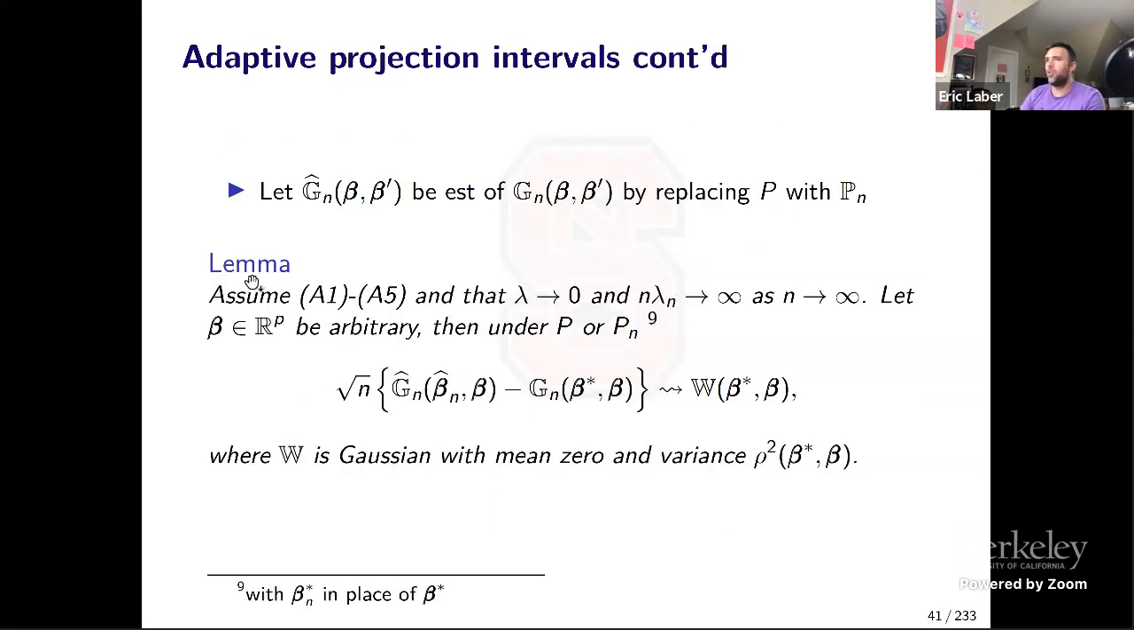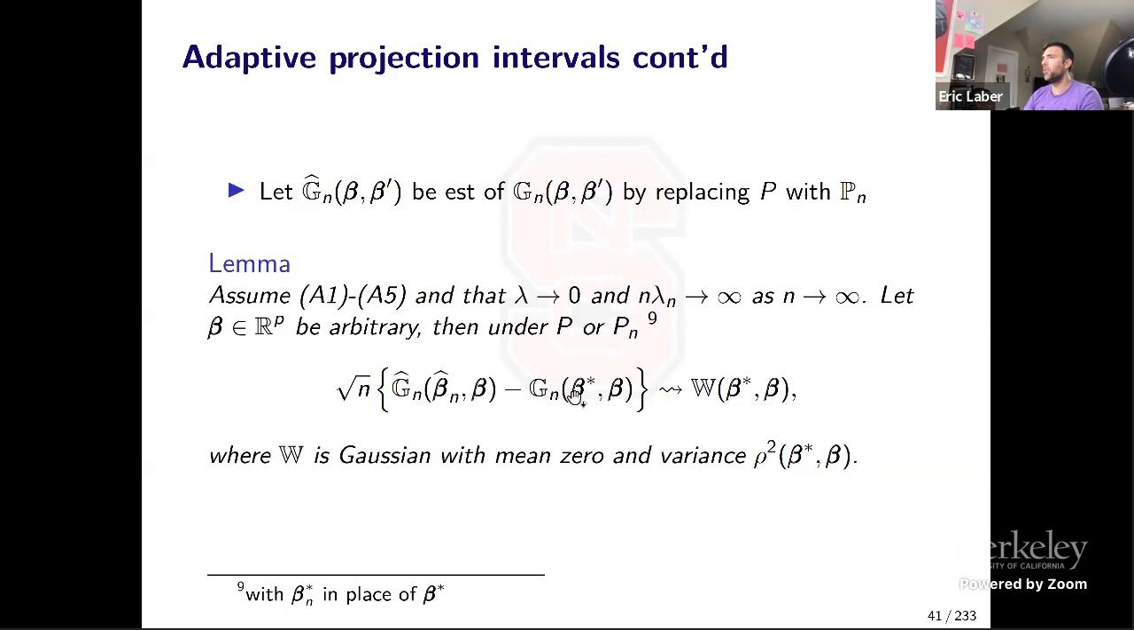And you can show then that under those conditions, lambda n goes to 0 and n times lambda goes to infinity. Then for any arbitrary beta, under either P or Pn, root n times (G hat of beta hat, comma beta, minus G n of beta star, beta) converges to a Gaussian random variable with mean 0 and some variance that depends on beta. So the point here is, for the first component, the part that was far from the boundary, I could just use a plug-in estimator for beta star. So I just plug that in.